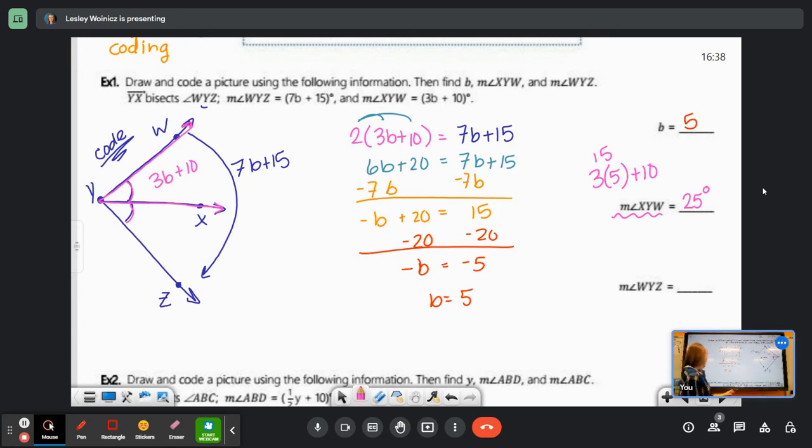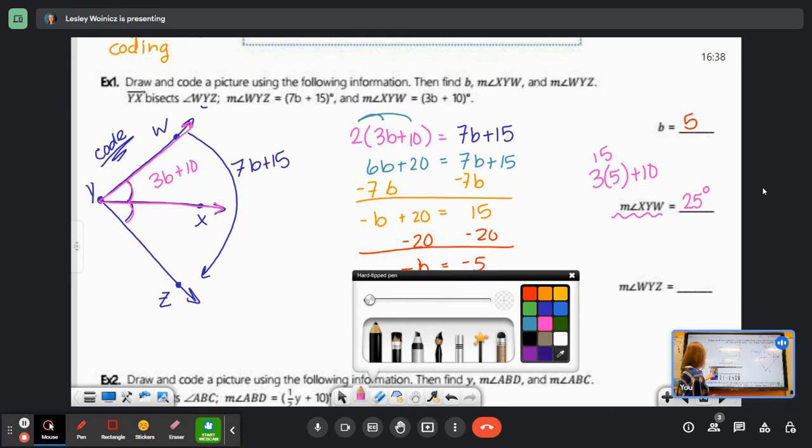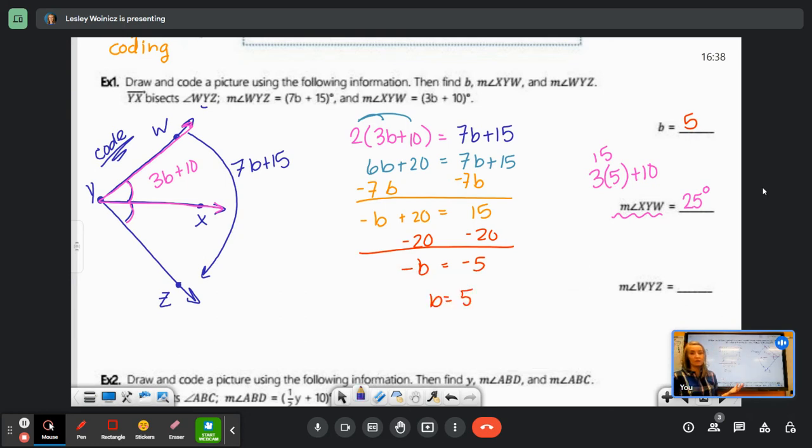Now, if I've done this correctly, my big angle should be 50 degrees because it should just be twice my little one. But let's plug it in and double check. So that's the other one: 7 times 5 plus 15. Okay, well 7 times 5 is 35. Add 5 is 40. Add 10 more is 50. Hey, they won't take away my math medal today. We got it. Whoop, whoop. All right, next one.